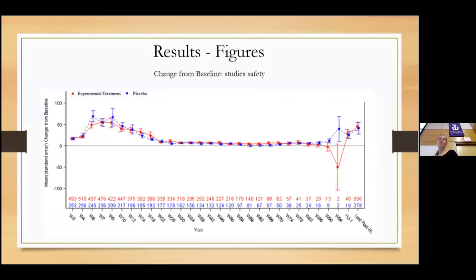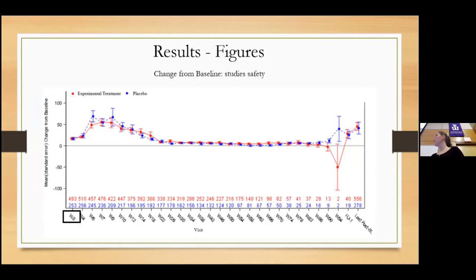This is a change from baseline figure, which studies the safety of a drug, because it's really important to know after you give the drug that the labs don't go crazy, because that's obviously not safe. So here on the x-axis, you have the visit. Then on the y, you have the change from baseline. And then that 0 reference line is just saying if there's no change from that initial value, then it will be 0.